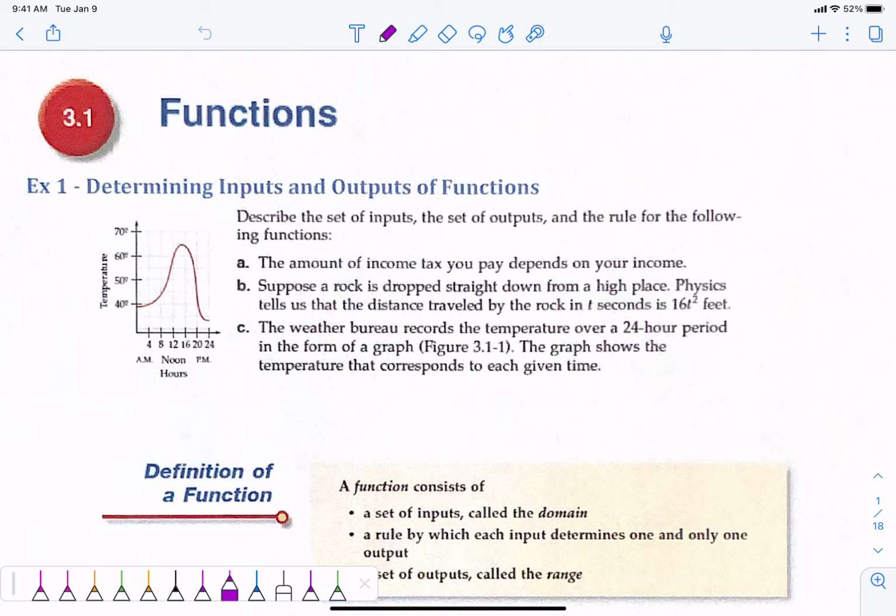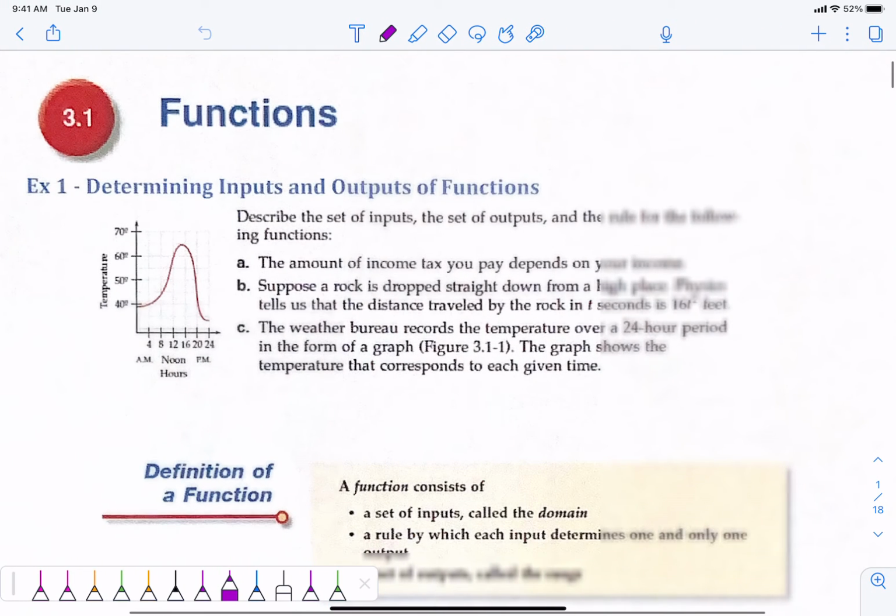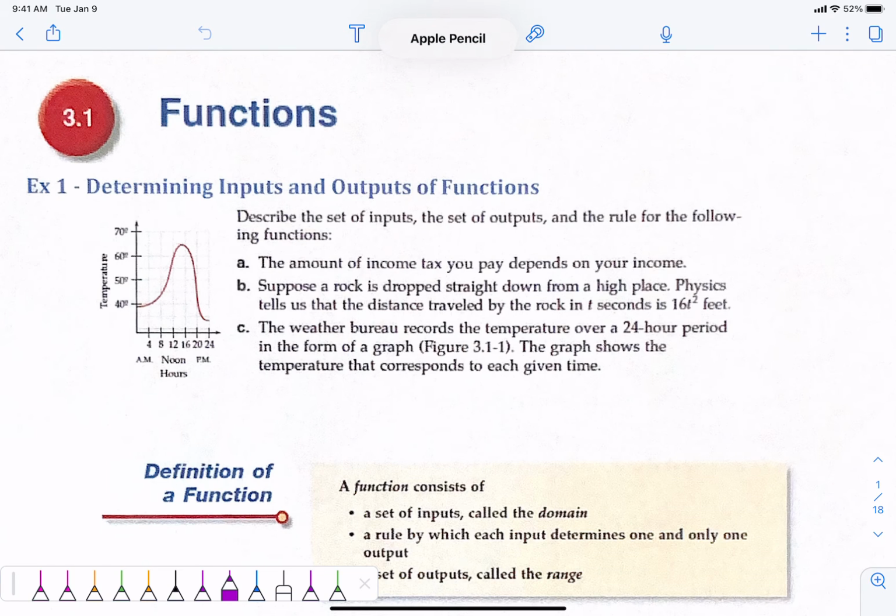And typically when we're dealing with functions, wait a second. Okay, hold on a minute. Or frozen. There we go. There we go. No. Hold on. Haha. There we go.